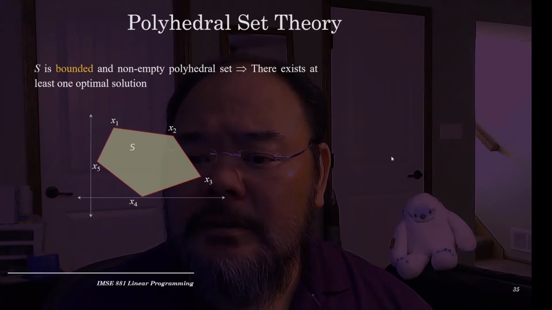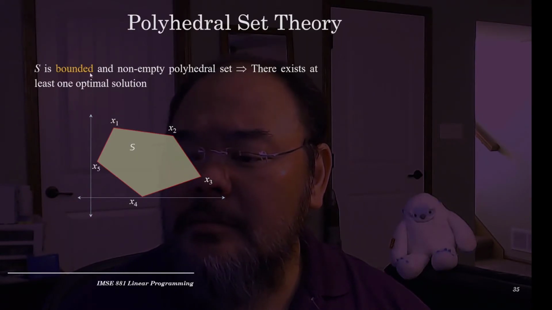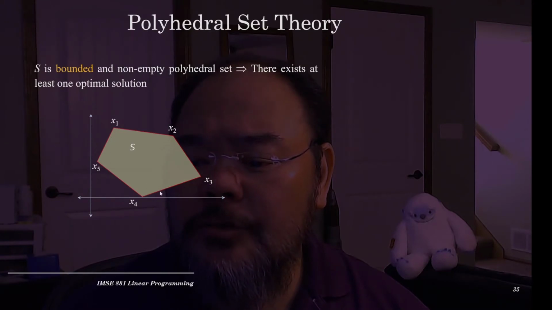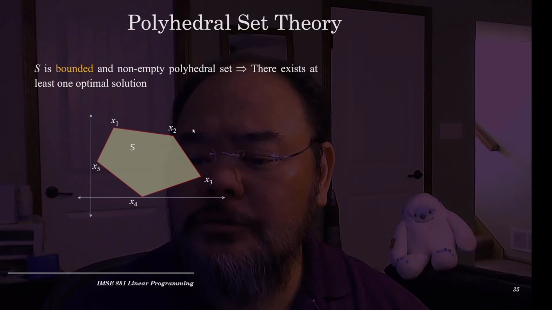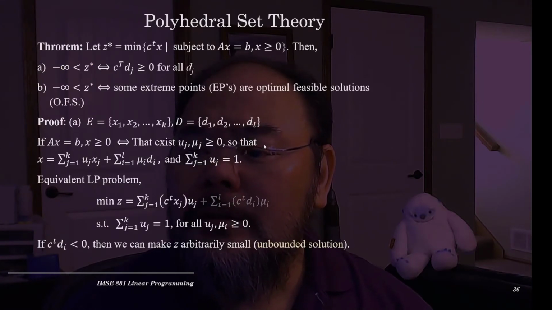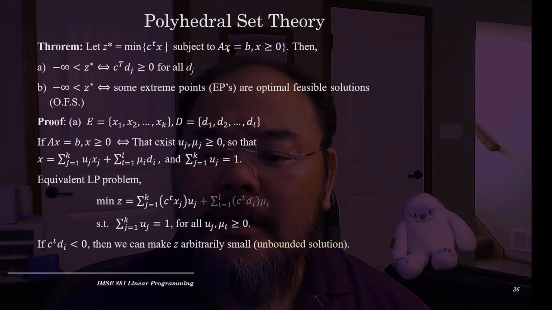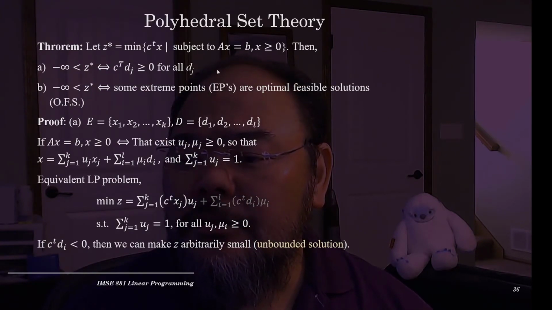Okay. The polyhedral set part is almost a repeat. If X is a bounded and non-empty polyhedral set, as right here, there exists at least one optimal solution. Okay. Next, the theorem says, let's define Z star equals the minimum of C transpose X subject to A times X equals B, and X is non-negative. Then there are two conditions.